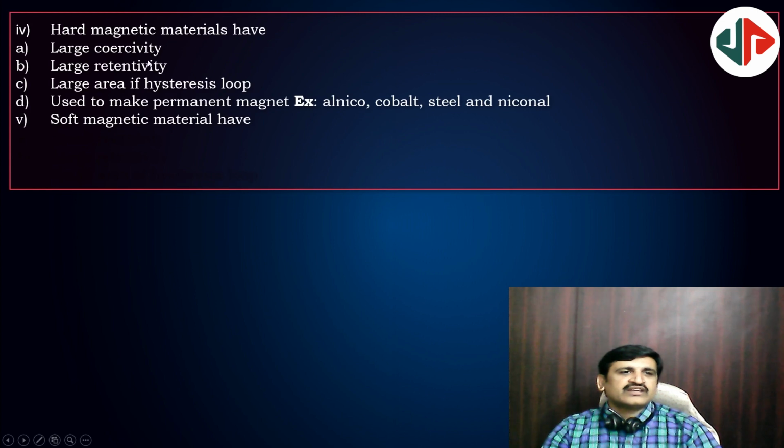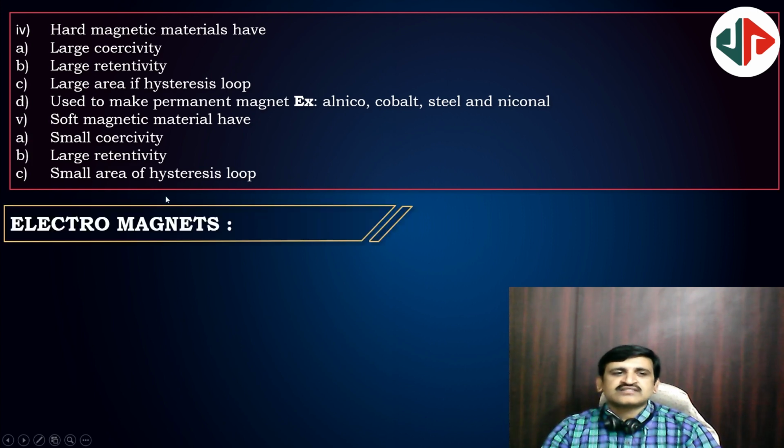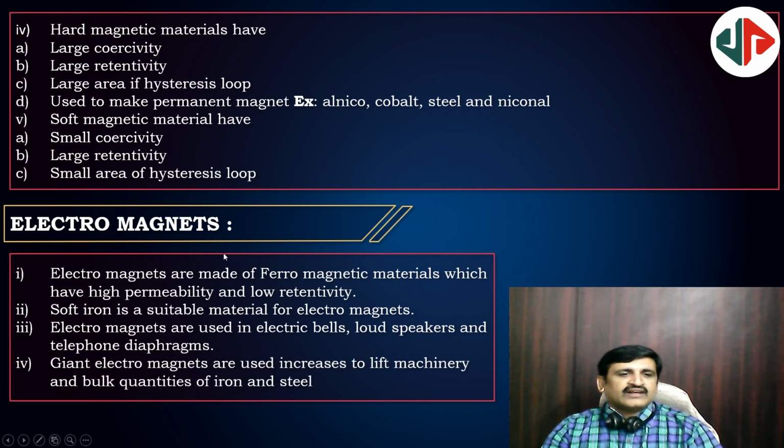Hard magnetic materials, that means strong magnetic materials, have large coercivity, large retentivity, and a large area of the hysteresis loop. They are used to make permanent magnets. Examples are Alnico, aluminum, nickel, cobalt, and steel. Soft magnetic materials have small coercivity, large retentivity, and small area of hysteresis, and are used for temporary magnets and electromagnets. Electromagnets are made up of ferromagnetic materials which have high permeability and low retentivity. Soft iron is a suitable material for electromagnets.